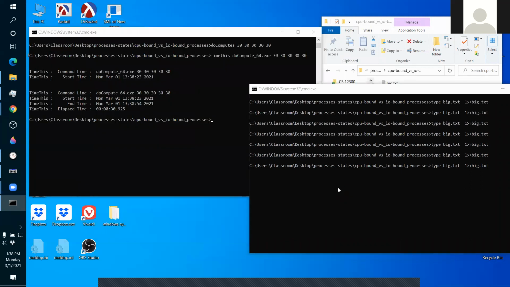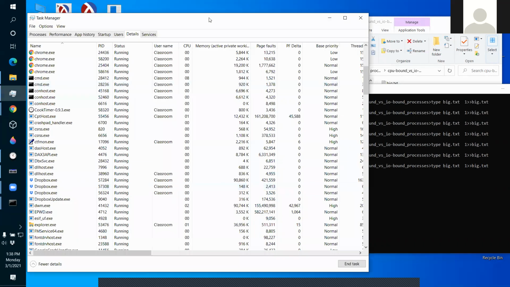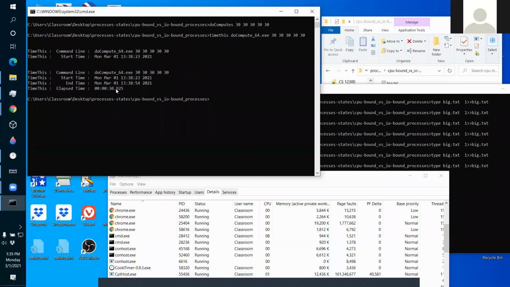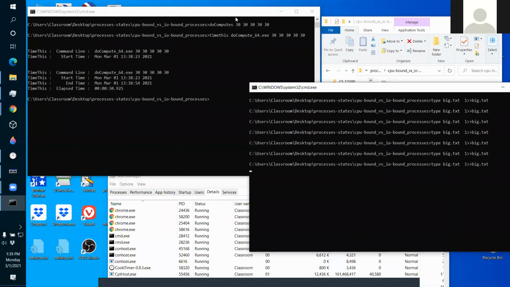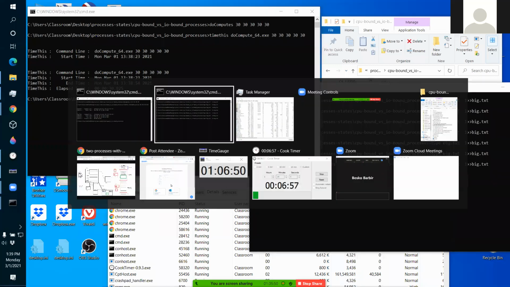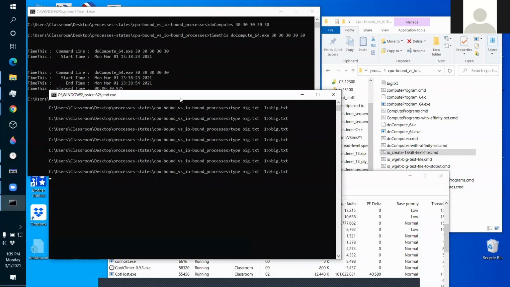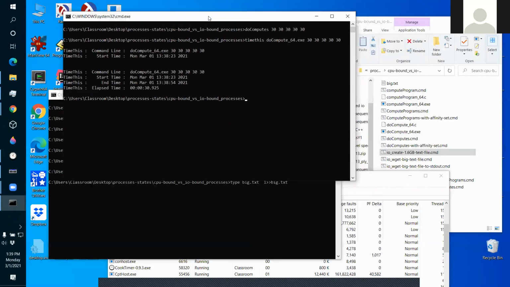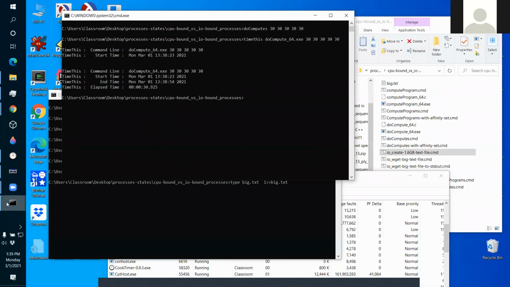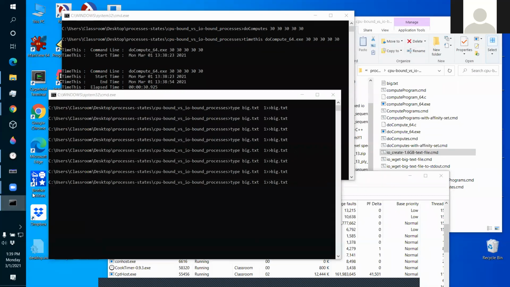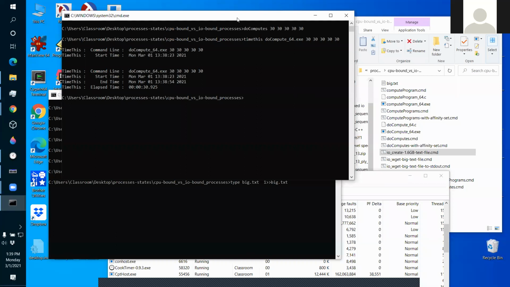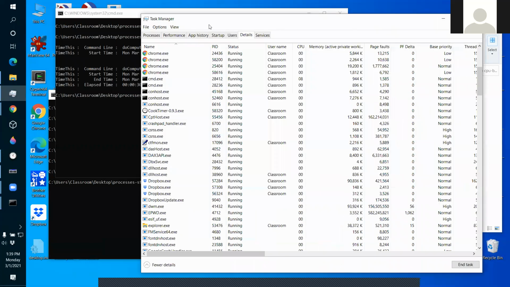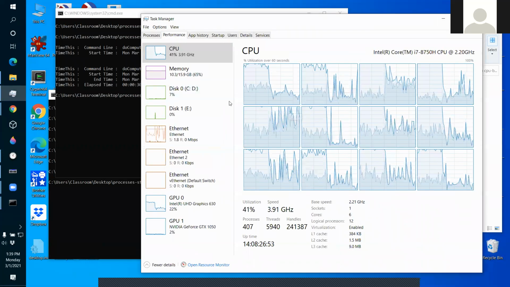Oh, and notice that this guy finished in just over 30 seconds. The I/O is still working, and the compute bound ones all finished in 30 seconds. Okay, so all the compute bound ones finished in 30 seconds. Do you see?